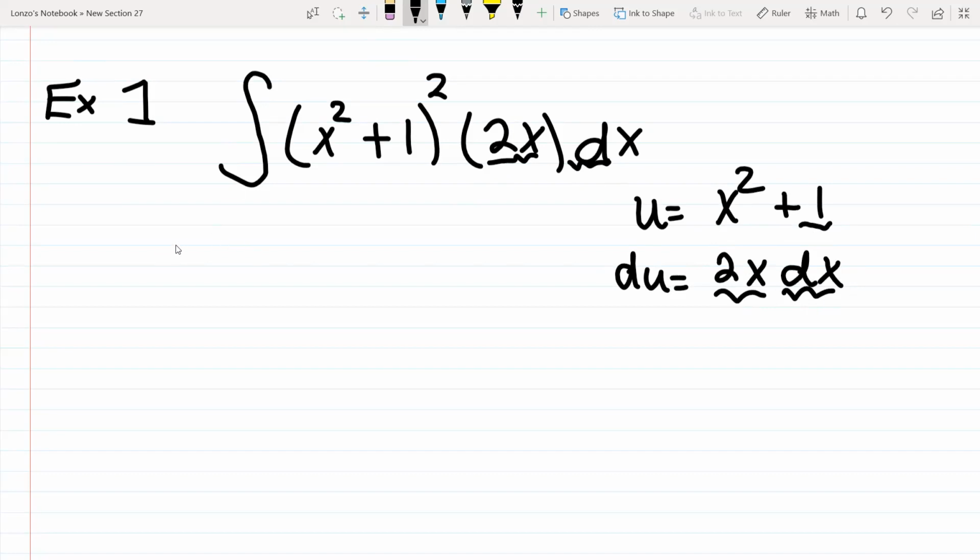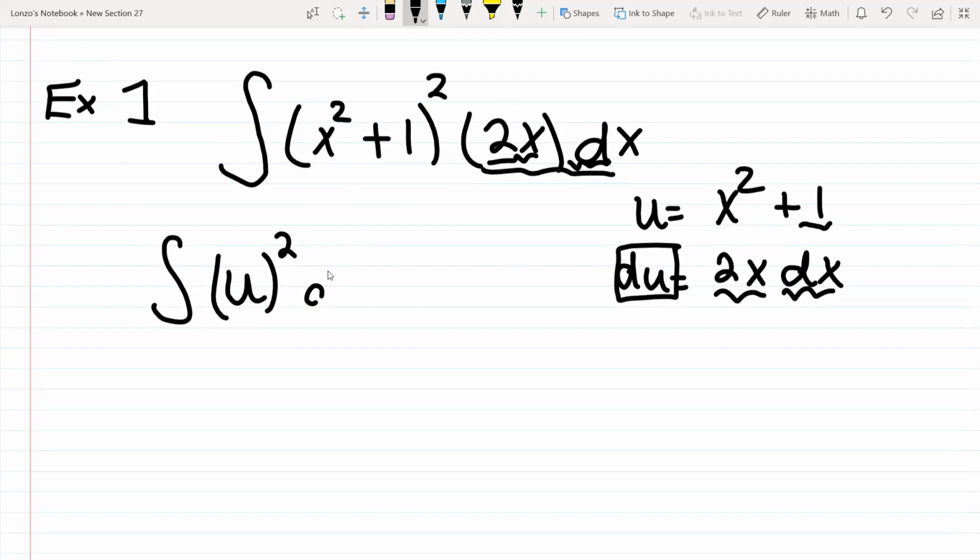So how you would write this is the integral, and then you can replace x squared plus 1 with u squared, or u to the second power. And then you can replace this 2x times dx with du, because du is technically 2x dx. So you can replace this with du.